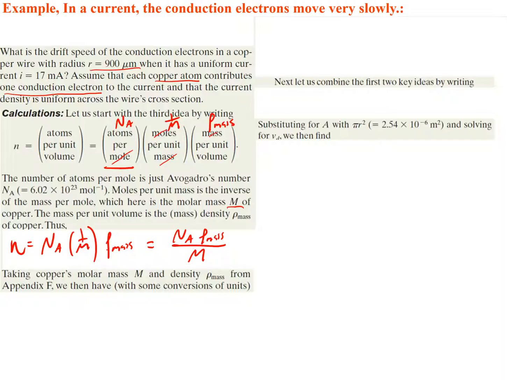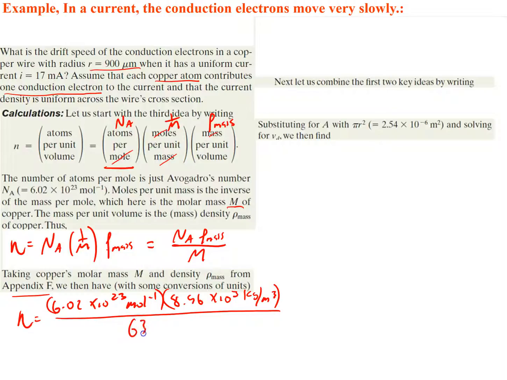Now, taking copper's molar mass, big M, and the density of copper, which can be found in the appendix, making sure we have the correct units, right? We need kilograms, meters, etc. So this is going to be n is equal to 6.02 times 10 to the 23rd moles to the -1, which is Avogadro's number, multiplied by our density of copper, which is 8.96 times 10 to the 3rd kilograms per meter cubed.